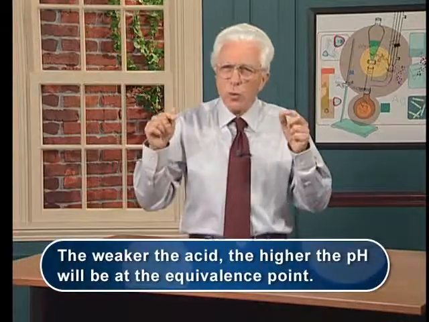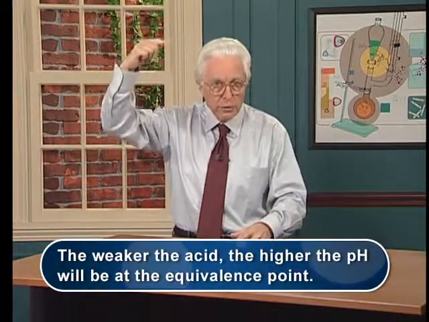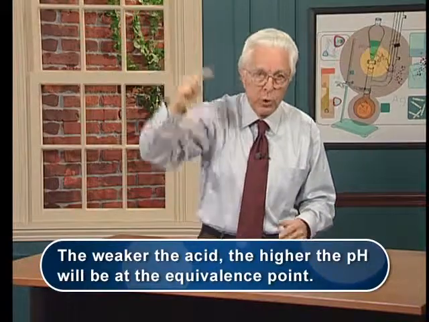So what happens if you titrate a weak acid with a strong base? Well, in these cases, when you reach the equivalence point where you have added the same number of moles of base as you had acid to begin with, the pH of the solution is not equal to 7. In fact, it will be somewhat greater than 7. And how much greater depends on the ionization constant of the weak acid that you are titrating. The weaker the acid, the higher the pH will be at the equivalence point.